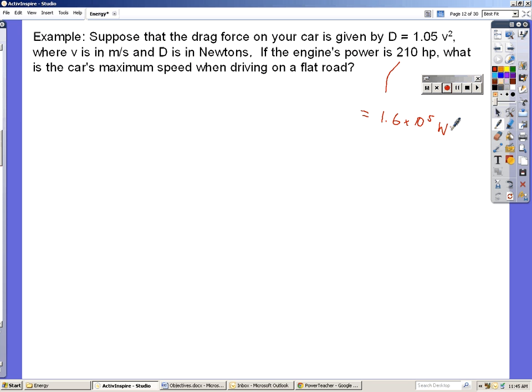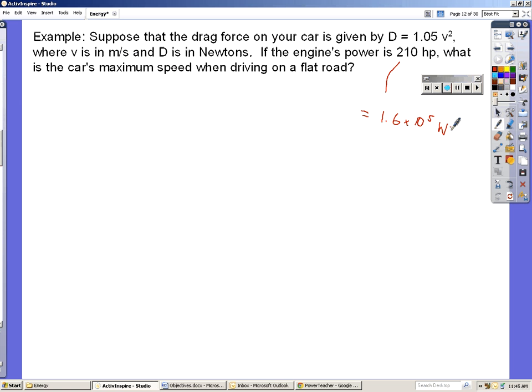We're assuming here a lot of things, the biggest of which is that there's no friction in any of the wheel bearings and so on. And so we're going to get a number that's probably considerably higher than the top speed of any car. But we're going to work this anyway.